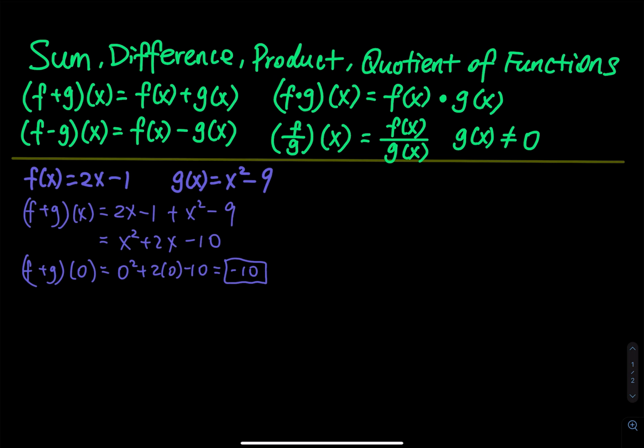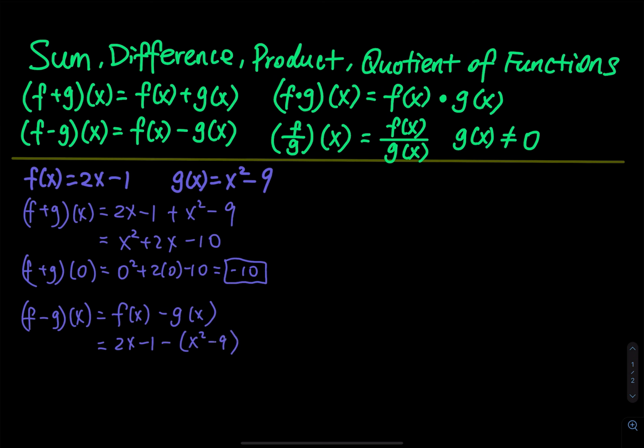Let's do a minus. So we have f minus g of x. So that is equal to f of x minus g of x, which is equal to 2x minus 1 minus x squared minus 9. That is 2x minus 1 minus x squared plus 9. And then you can just leave it like that. But I am sure that most of the books would like you to simplify this all the way to the end. So you have a negative x squared.